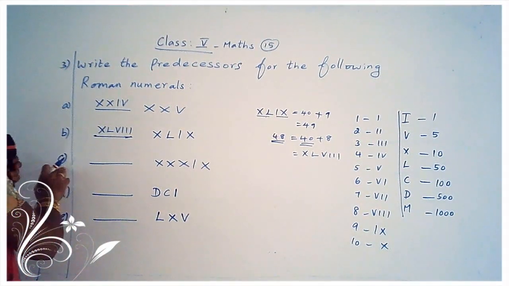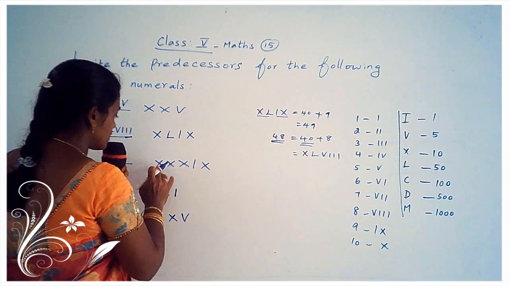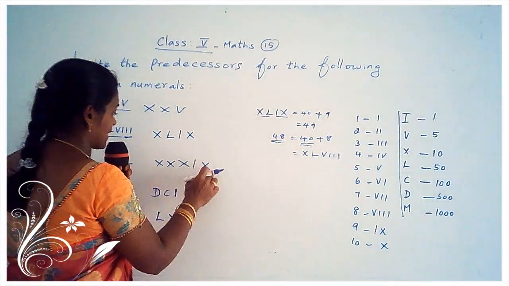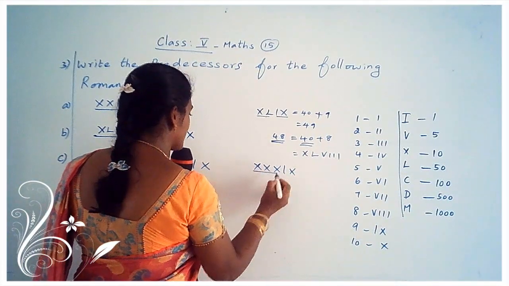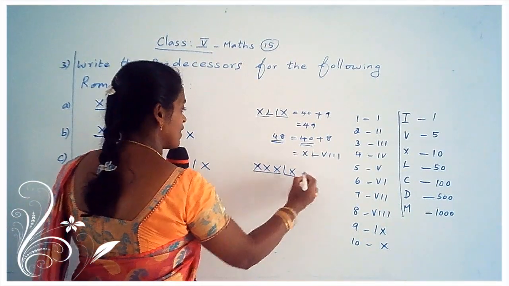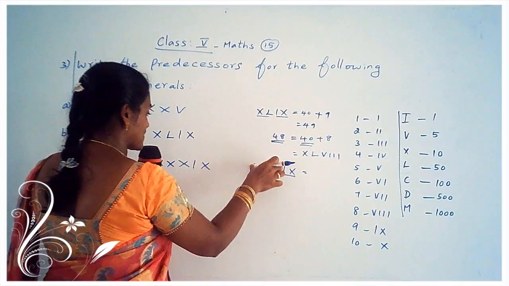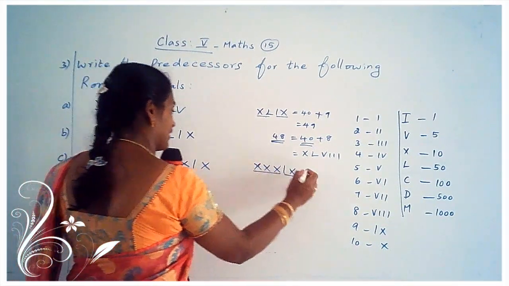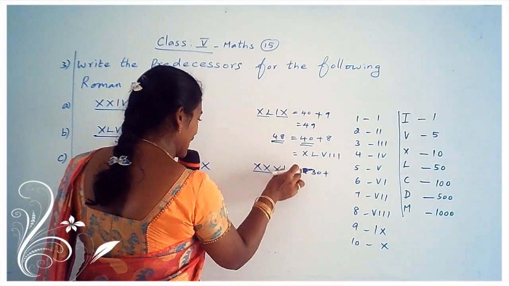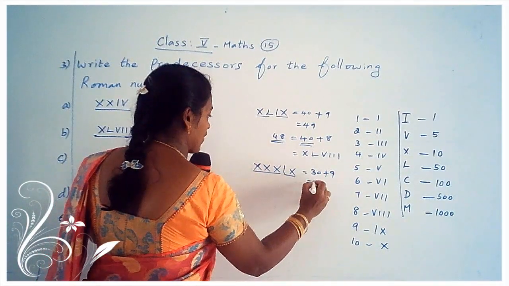Yes. Now you come to part C. Your number is XXXIX. Now you divide. This is one Roman numeral, this is one. So 3 times X is there: X plus X plus X, 10 plus 10 plus 10, 30, plus IX stands for 9. So your answer is 39.